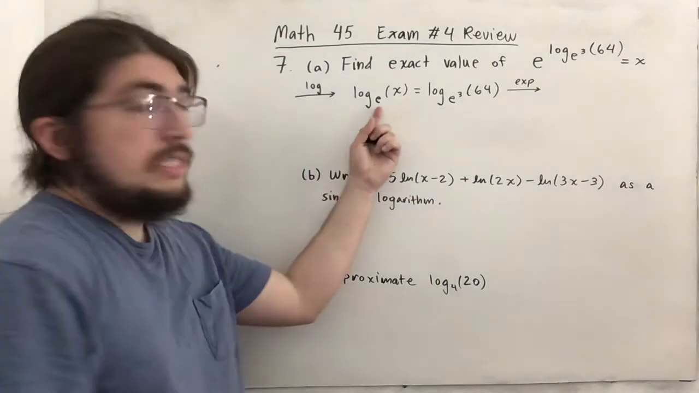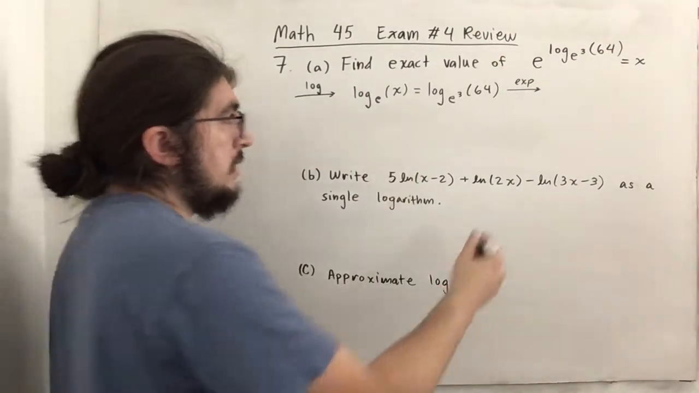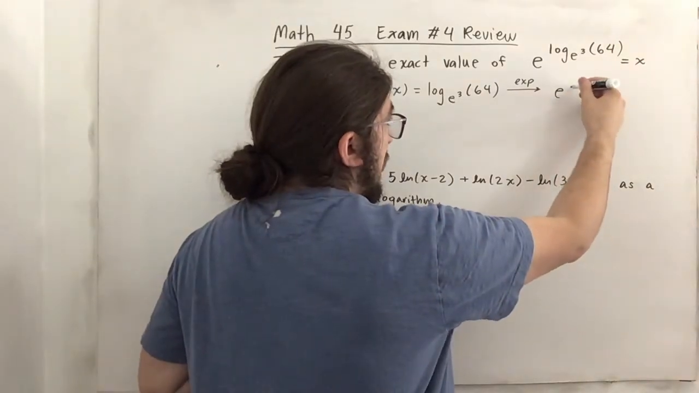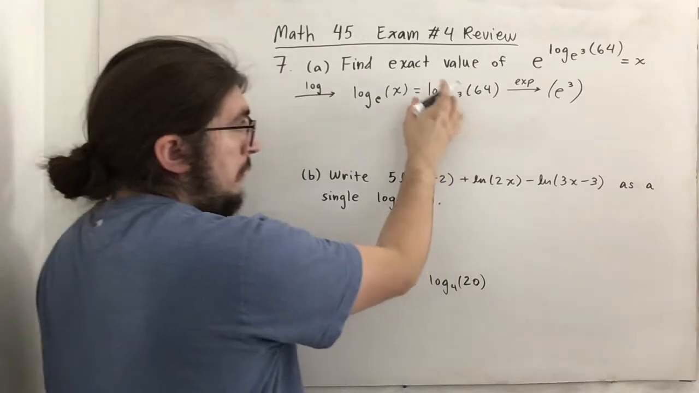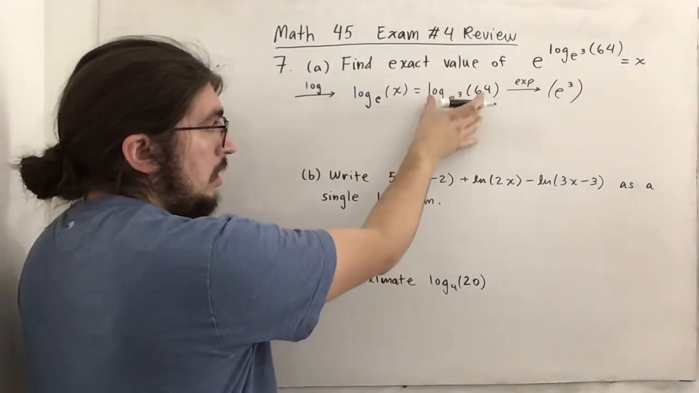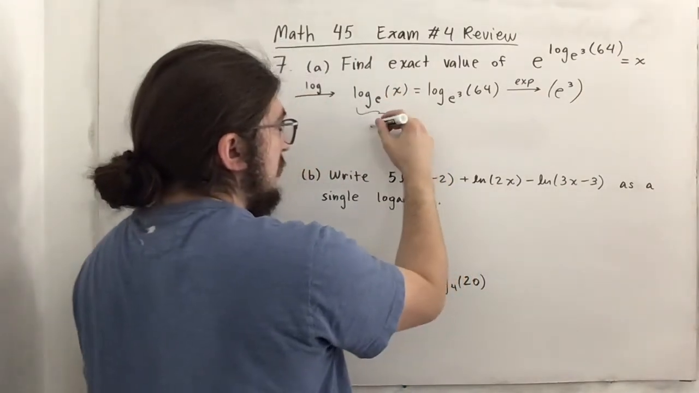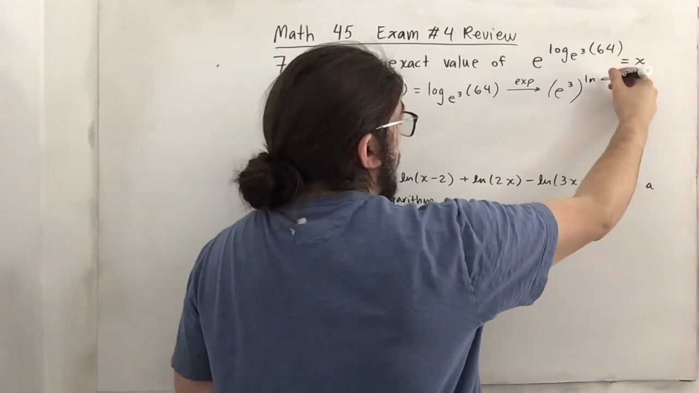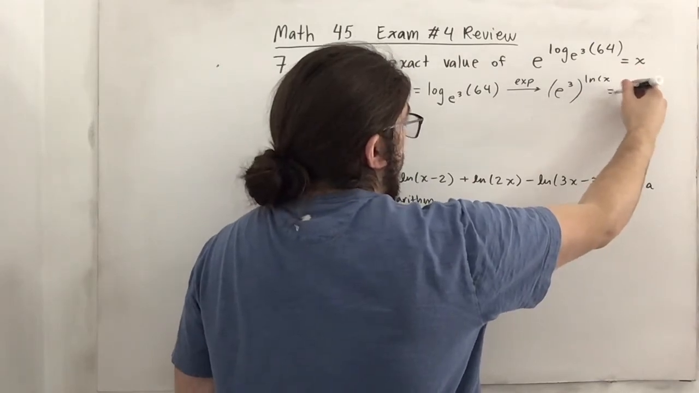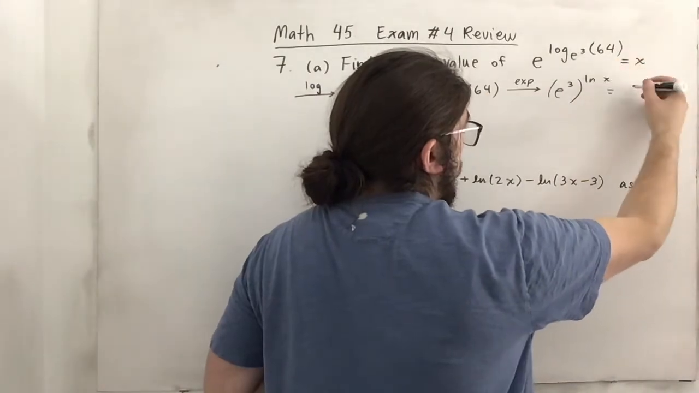Of course, if we use this base, we get back the original expression. But using this base, we get something else. We get e to the 3, that base, raised to the power. Remember, log solves for the power, so what this log is equal to is the power of this. So log base e of x, we just call ln of x. So that base to that power is equal to the inside, 64. Let's try ln of x, good.